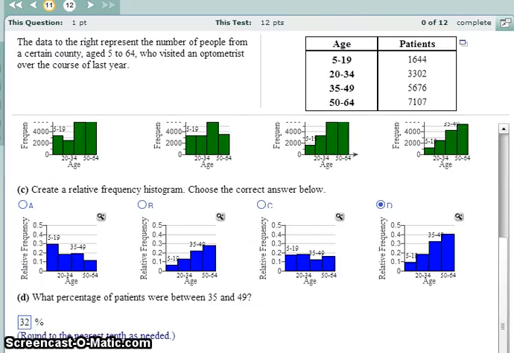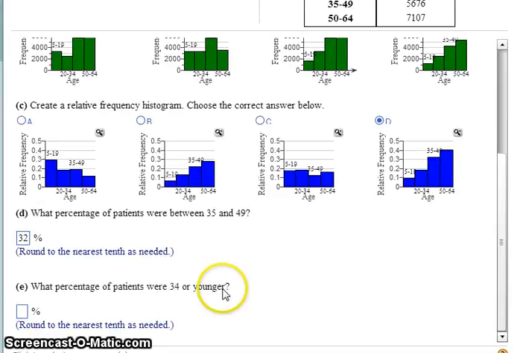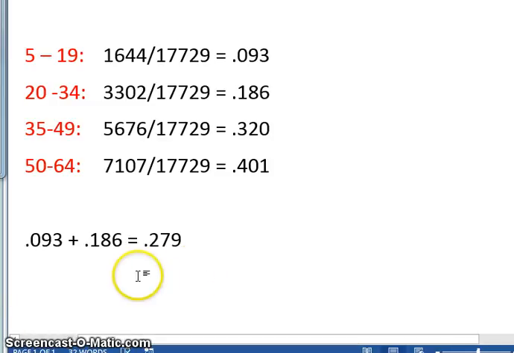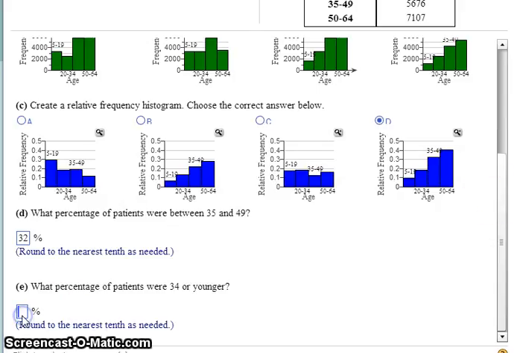And then the last question. What percentage of patients were 34 or younger? And I'll just refer back to my document here. 34 or younger would be all the people in here and also all the people in here. So you want to add those two together, 0.093 plus 0.186. And that'll come out to 0.279, which they want as a percent, so you have 27.9%. Shift the decimal over 2 spots for a percent. And that's the question.